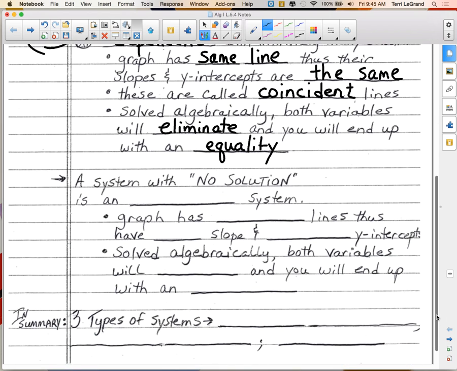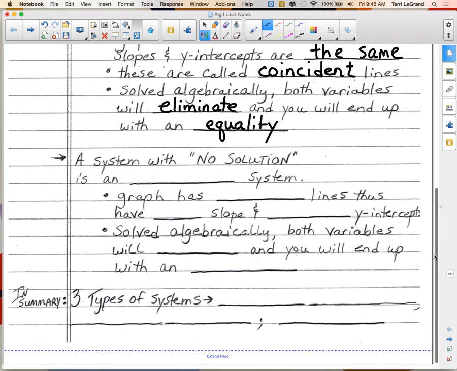So we have those two types of systems, and then we have our third type of system, and that is a system with no solution. And we call that an inconsistent system. No matter what you do, you cannot find a solution for it. There's only one type of inconsistent system, and it's the no solution one. So if there's no solution, that means the graph has parallel lines. If they're not intersecting, if they don't have any points in common, they have to be parallel.